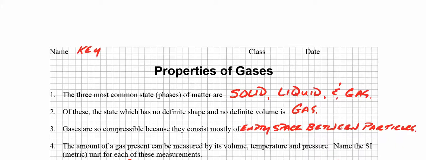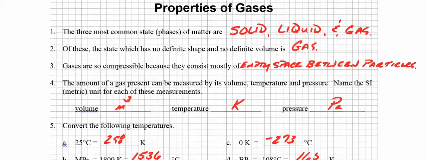Number one says the three most common phases of matter are obviously solid, liquid, and gas. We've known that for a long time, probably since the 4th or 5th grade. So solids, liquids, and gases. We're going to concentrate on gases for this particular worksheet. Of these, the state which has no definite shape and no definite volume is gas. Obviously, gas is the phase that possesses the largest amount of space between the particles. It's compressible. It takes the shape of its container. Again, we've known that for a long time now.